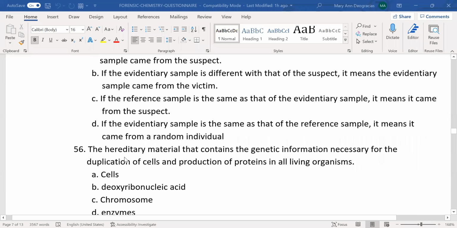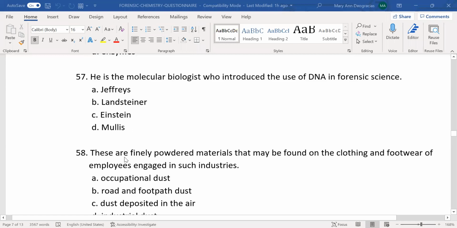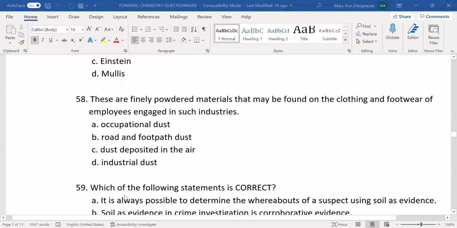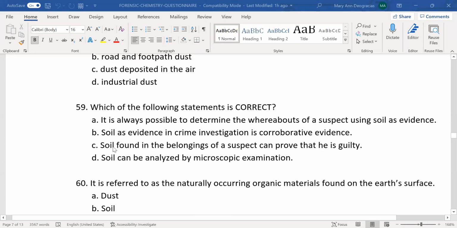Ano pa? Kasunod, we have, these are finely powdered materials that may be found on the clothing of employees engaged in some industries. Oh, from the word industries, bonus question. So that's industrial. Pero minsan kasi nakalagay dyan, clothing of employees. Pwedeng occupational dyan pagka hindi nyo napansin yan eh. Kasi clothing of employees. Alright, so industrial ang sagot. 59. Which of the following statements is correct?